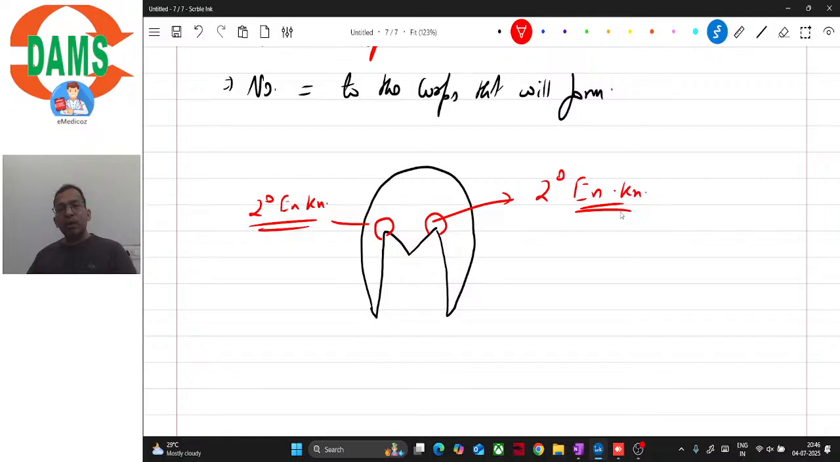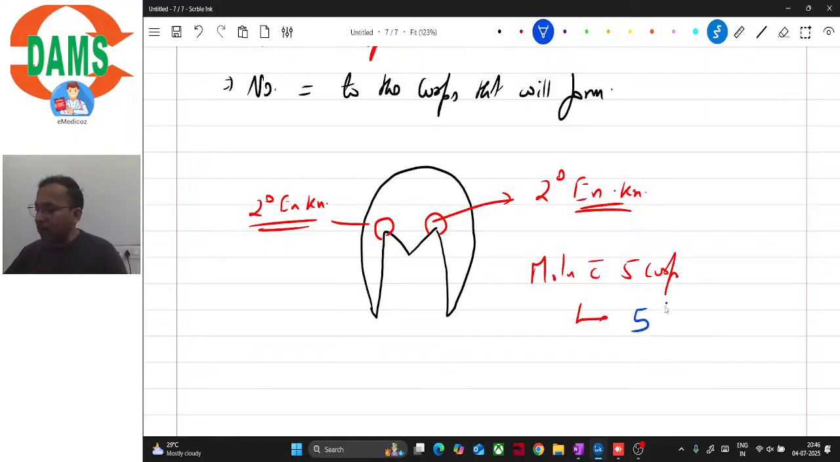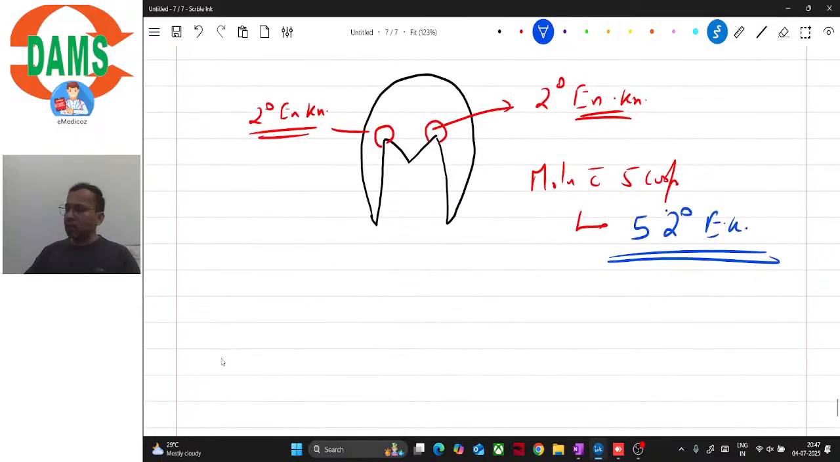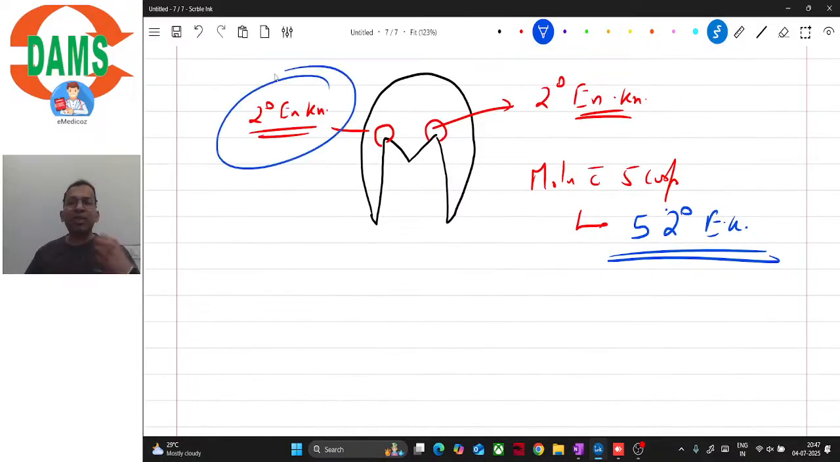If it is a molar which has 5 cusps, that is permanent first molar or maybe primary second molar, then how many secondary enamel knots will form? 5 secondary enamel knots will form. If it's a second permanent molar or a first primary molar which have 4 cusps, then only 4 secondary enamel knots will appear, isn't it? So the number of secondary enamel knots depends on the number of cusps that are going to be formed in future, isn't it?